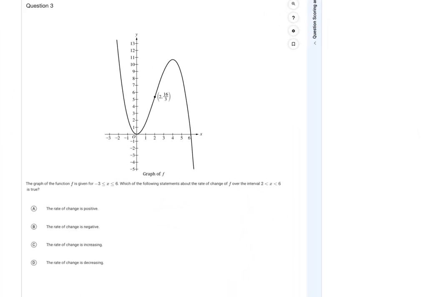3 was this one. It said graph the function, or the graph of the functions given. Which of the following statements about the rate of change from 2 to 6, where it's greater than 2 but less than 6? That takes on which shape? Concave down, which means rate of change is decreasing.